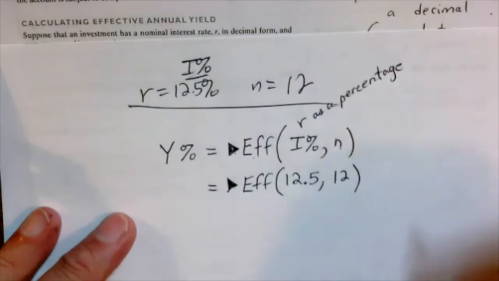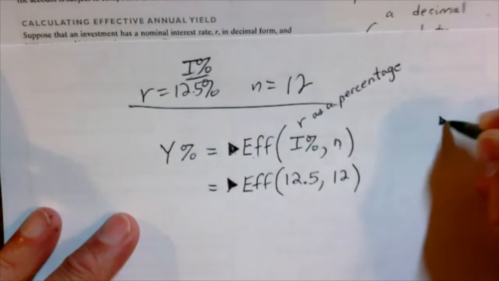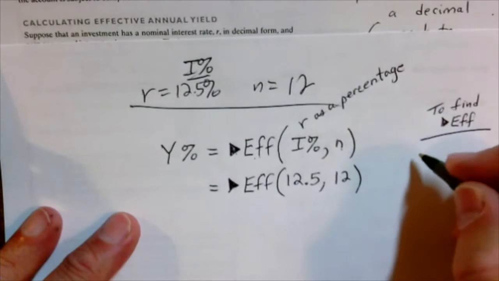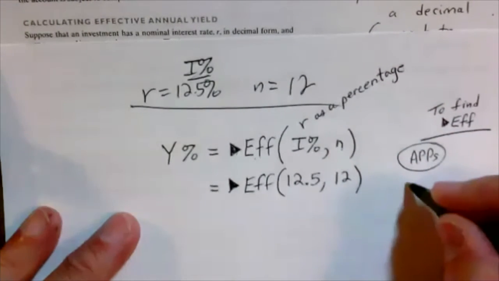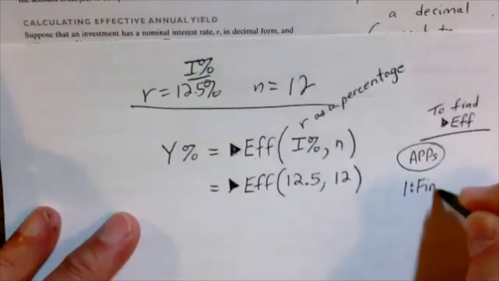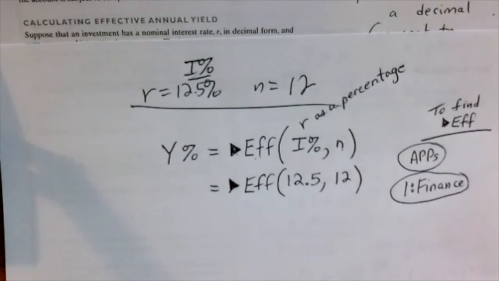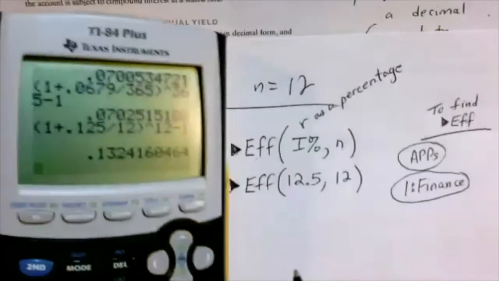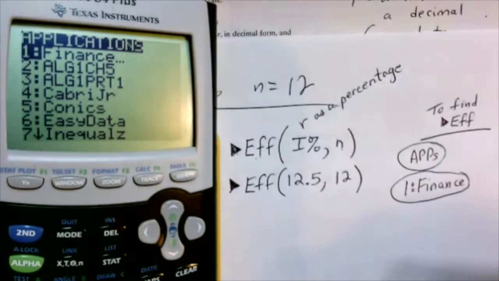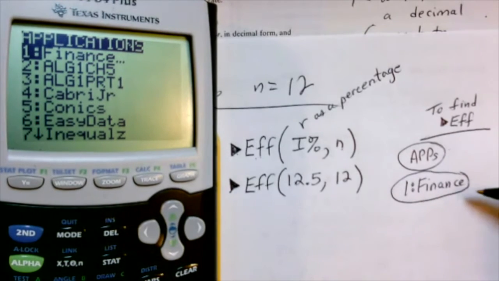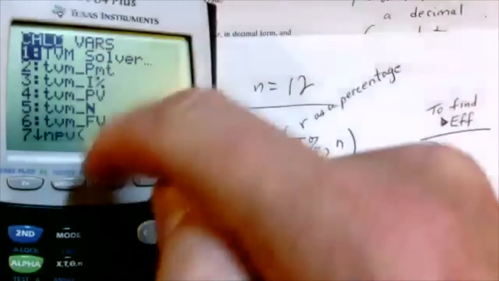All right, let's take a look. This function is in the finance menu. So we're going to go to apps, and then we're going to go to the finance menu. Now, don't hit TVM solver here, because the command we're looking for is in the finance menu. So apps, and then finance, number 1, and it's in this menu.